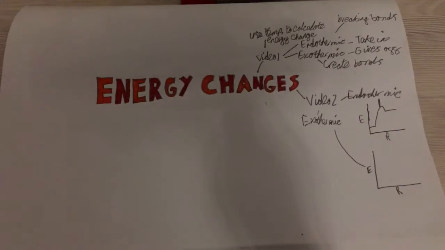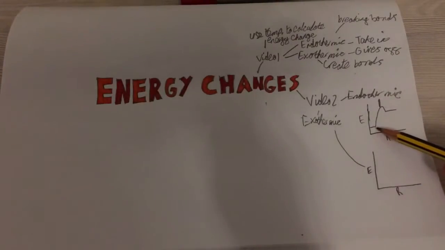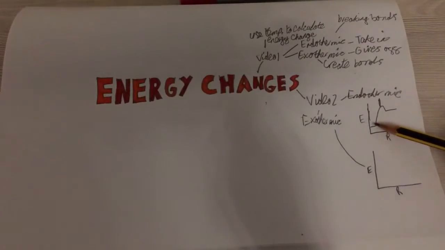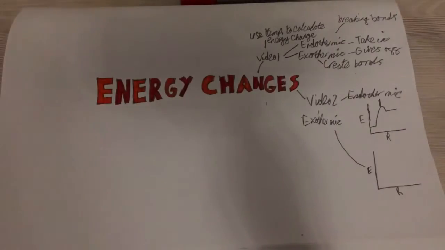Okay, so what does this mean? I'll explain each point to you. Here we have our reactants, and here we have our products. You'll notice that the energy is higher here than it is here. That's because, if you can remember what we talked about in video 1, endothermic reactions take in energy and exothermic gives out energy.